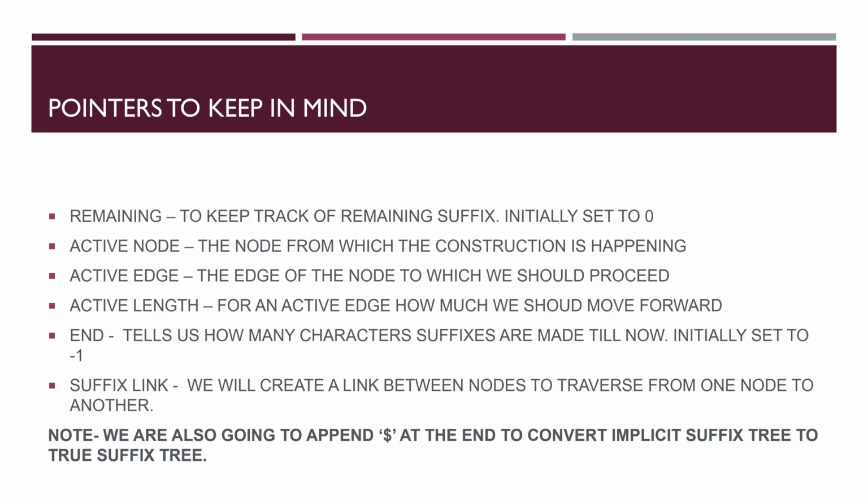And the end pointer basically tells us how many character suffixes are made till now. Initially, we will set it to -1 and we will increase it gradually. And there is also one thing called suffix link, which we will create between nodes. This is also a link to cross from one node to another, which will just help us cut the time. And also keep in mind that we are going to append a $ sign at the end of every word, so as to convert our implicit suffix tree to a true suffix tree.